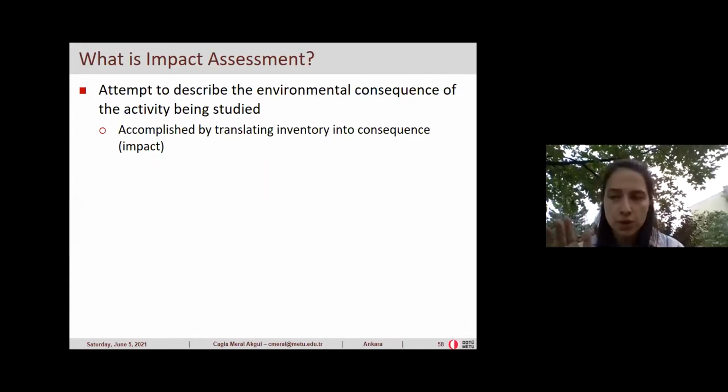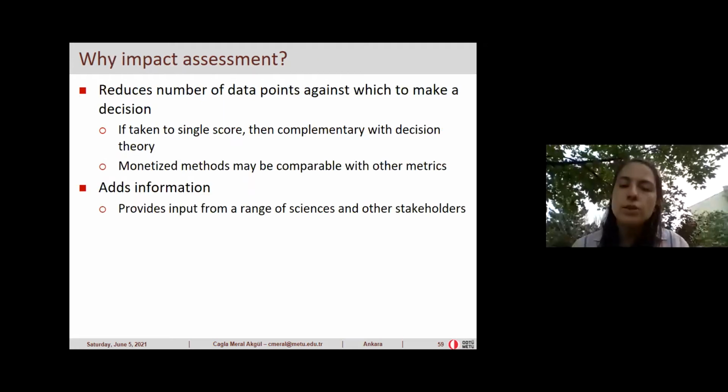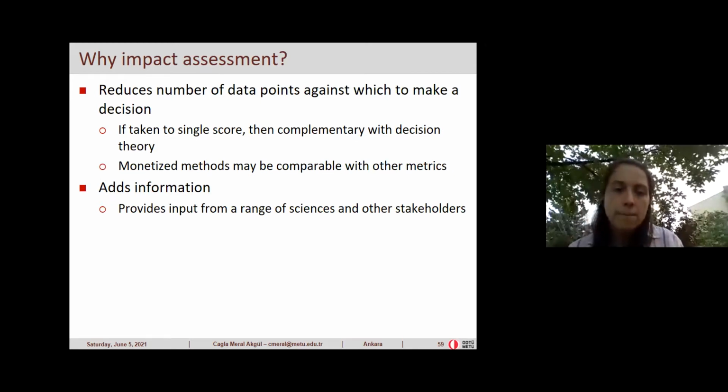Before interpretation. What is impact assessment? Basically, you attempt to describe the environmental consequences of the activity being studied. You have all these emissions, but you need to convert them into impacts so that everyone will be able to communicate. It reduces the number of data points against which you need to look for decision making. And it also adds information.